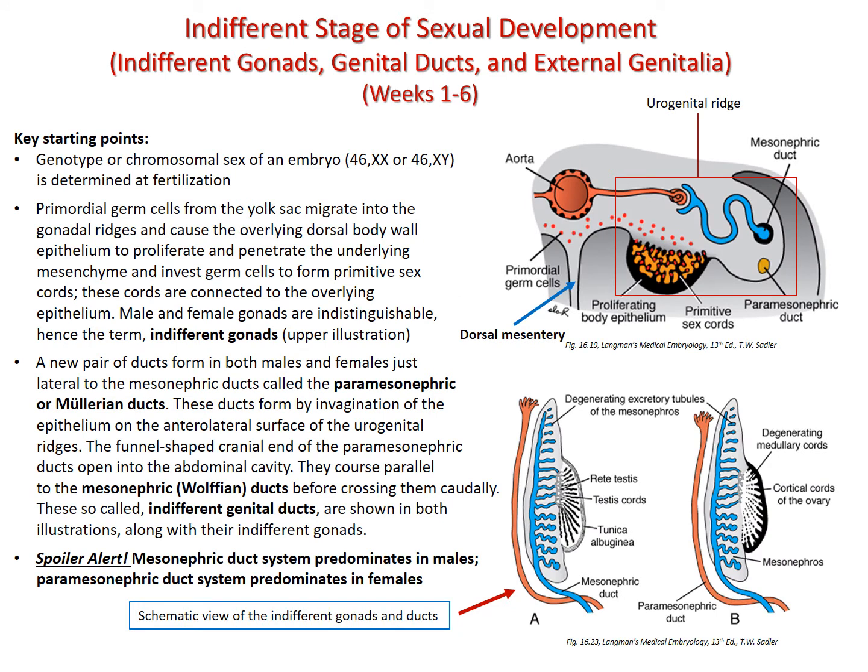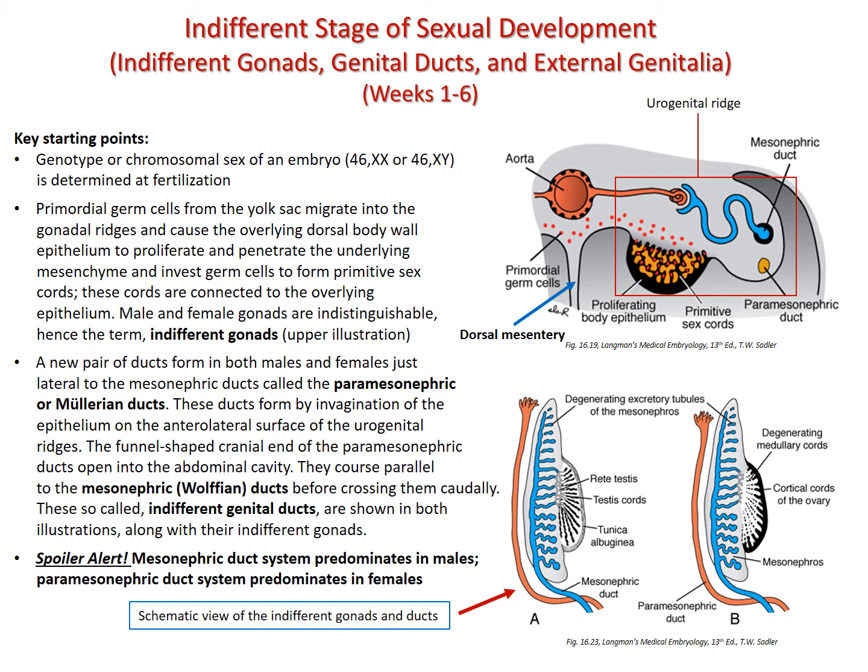Before the 6th week of development, there is no phenotypic sexual difference between male and female embryos. This period, weeks 1 to 6, is referred to as the indifferent stage of sexual development. Before launching into too many details concerning changes and differences in sexual development, it is important to lay down some key starting points for this differentiation process. The genotype or chromosomal sex of an embryo is determined at fertilization.